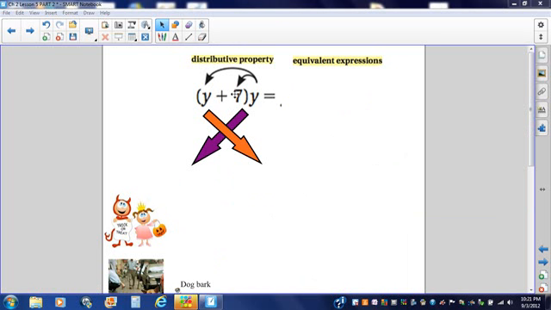Alright guys, last problem. If you copy the expression, parentheses y plus 7, parentheses y in your spiral.